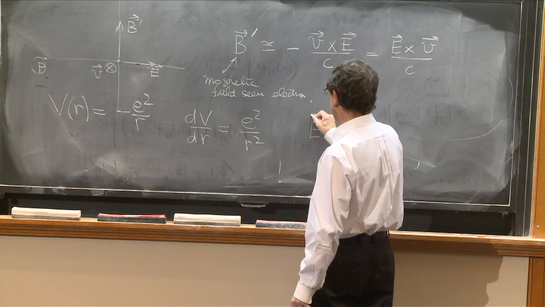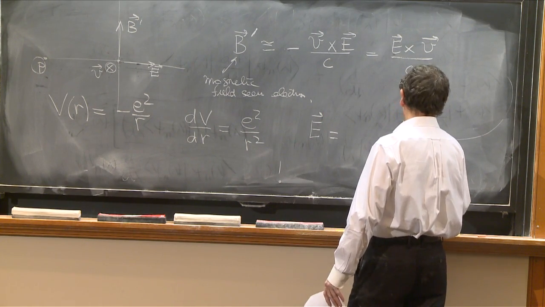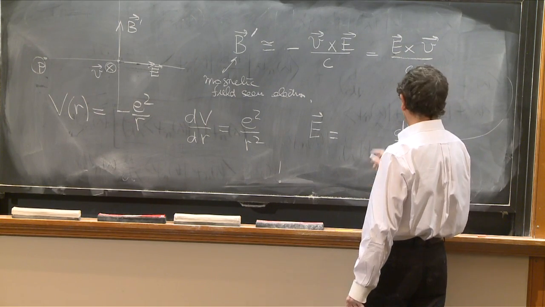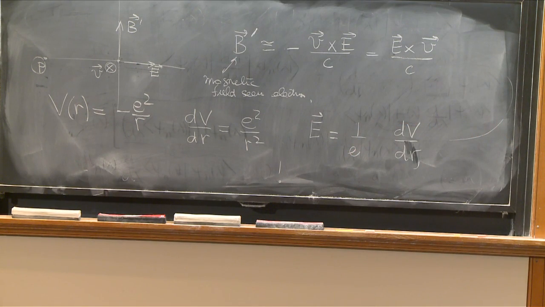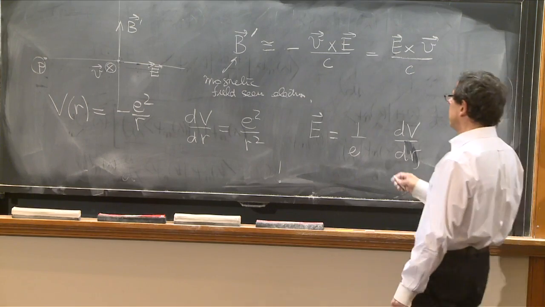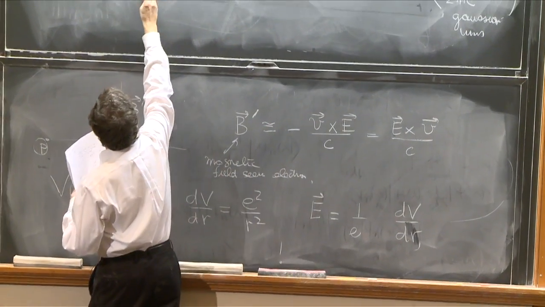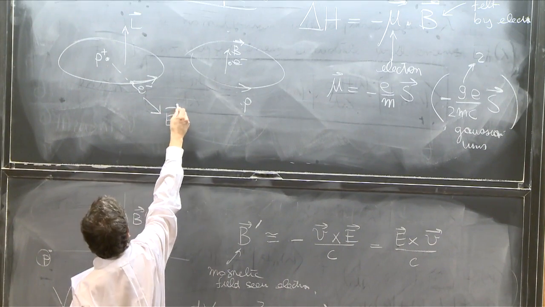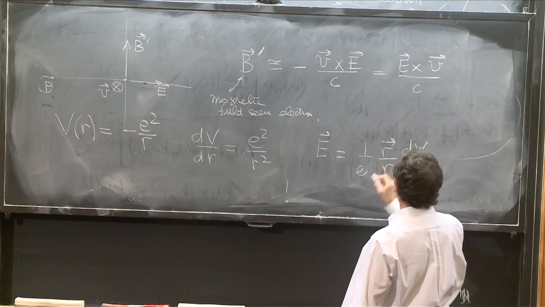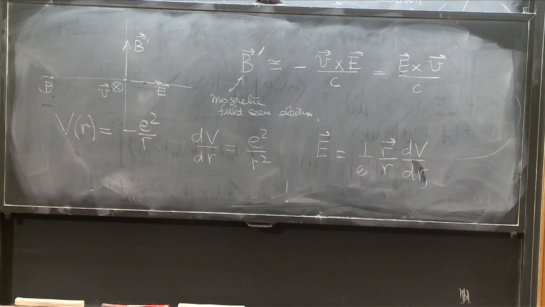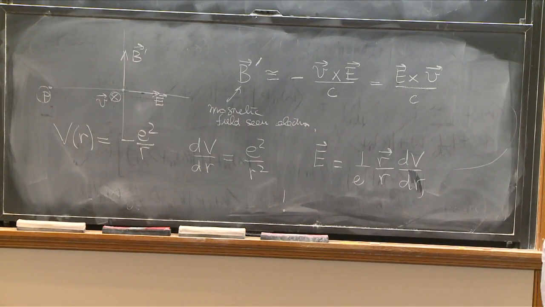So the electric field is equal to dV dr divided by E. That's the magnitude of the electric field. And its direction is radial. Radial from the viewpoint of the proton. The electric field is here. So this can be written as R vector divided by R.